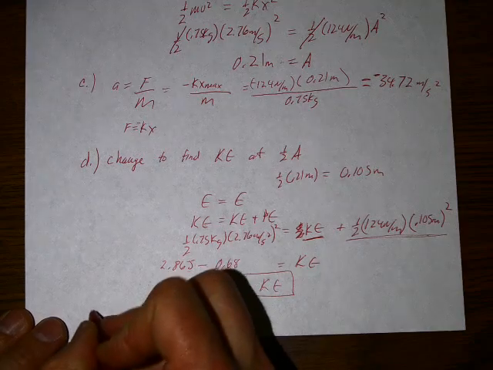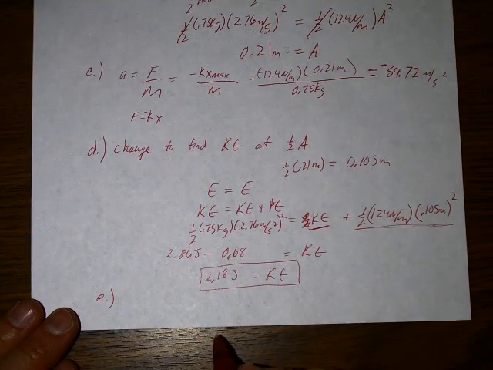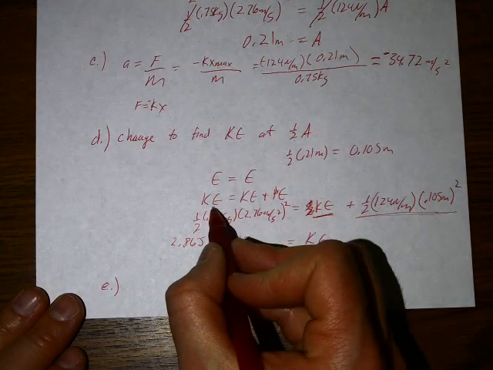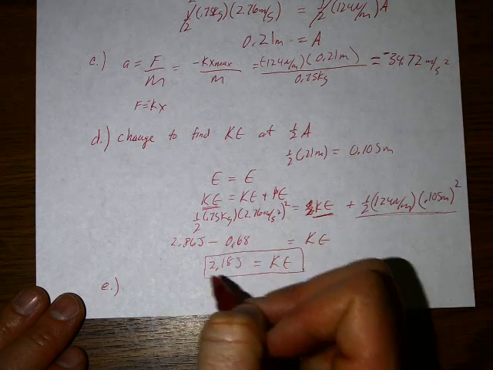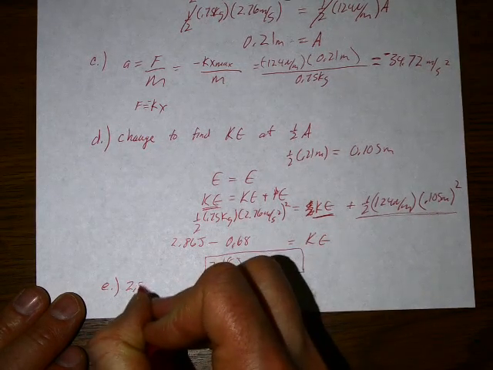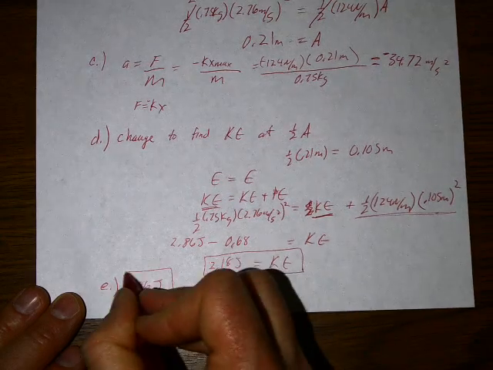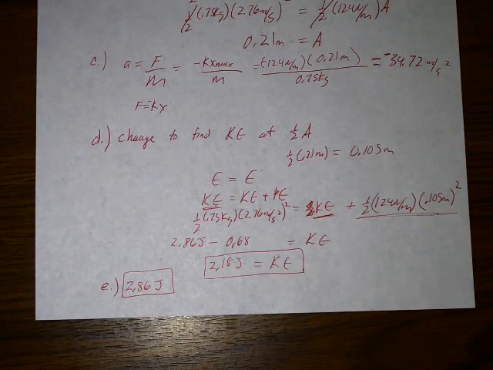Part E is what's the total energy. This part will do the same. We've already figured that out. It's either when it's all kinetic or when it's all potential. And since we know the kinetic is 2.86, no need to find anything else out. That's the total energy.